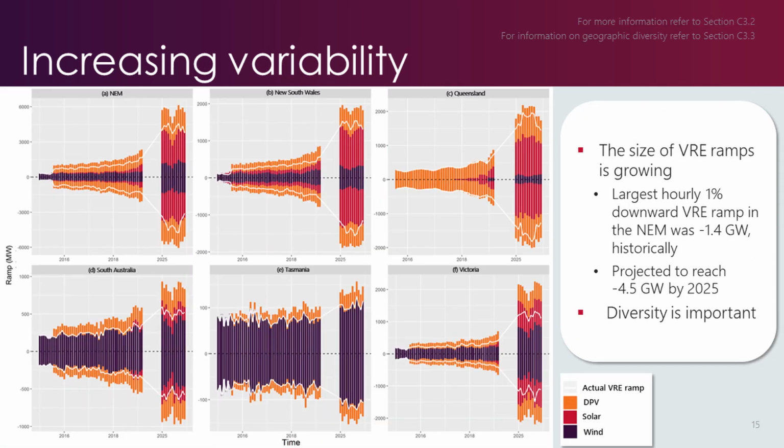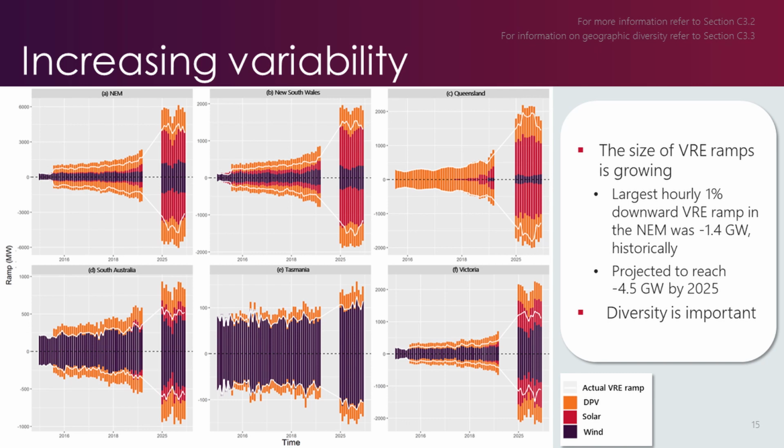Okay, so back to looking at all of the regions together. Now, there are two key takeaways that I want you to get from this graph. The first is that the size of VRE ramps is growing out to 2025. So these upward and downward movements are getting a whole lot larger. In the NEM, the largest historic 1% downward VRE ramp over an hour was 1.4 gigawatts. However, this is projected to reach 4.5 gigawatts by 2025. This is a jump of more than 50%.